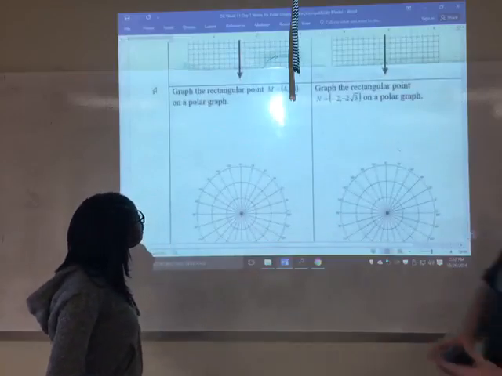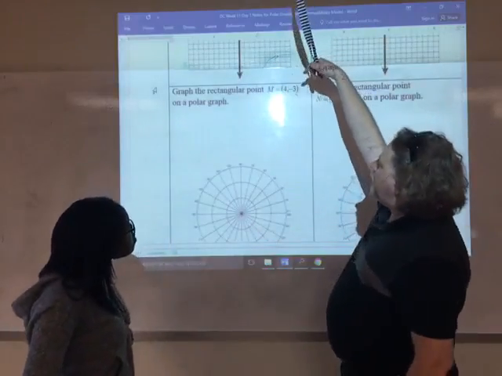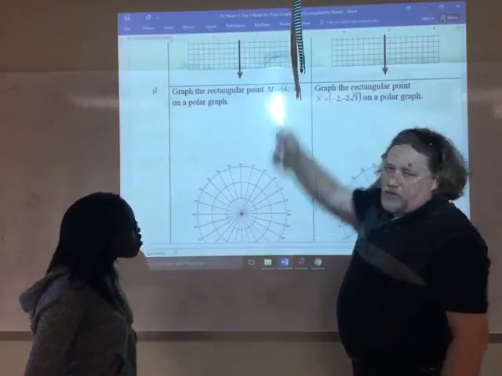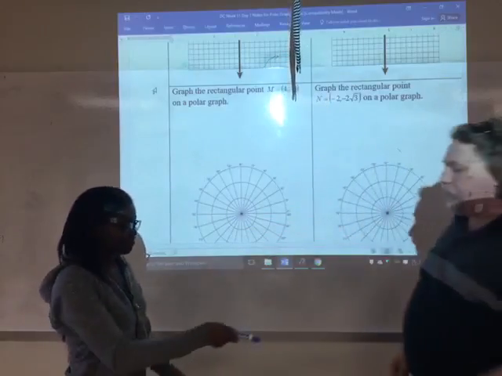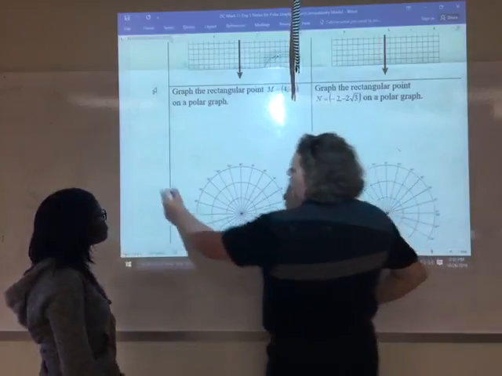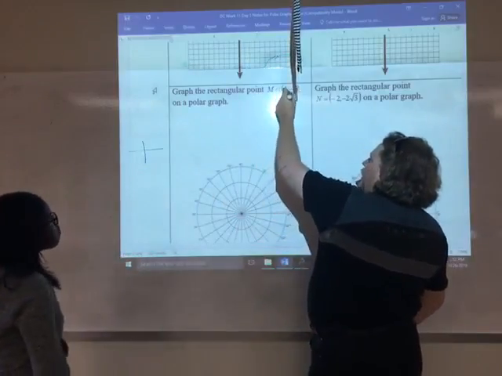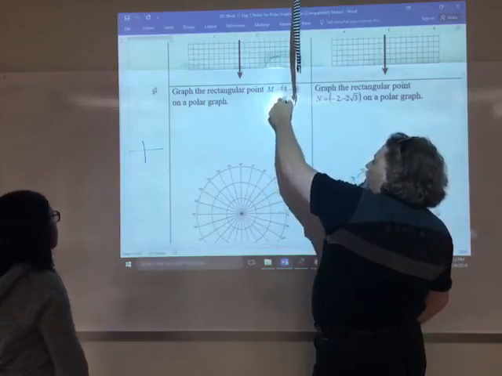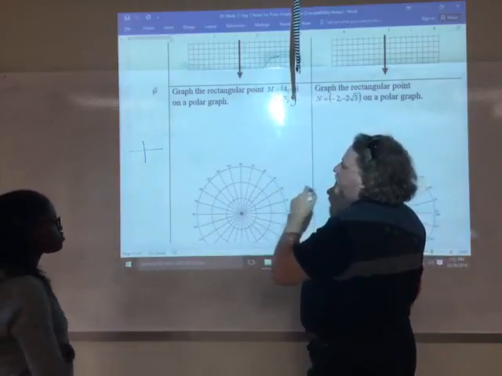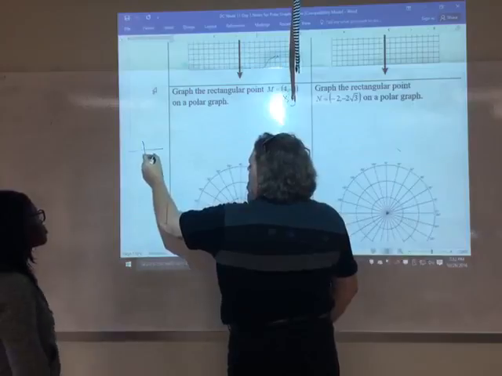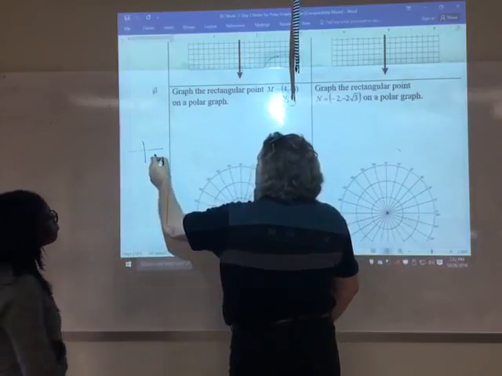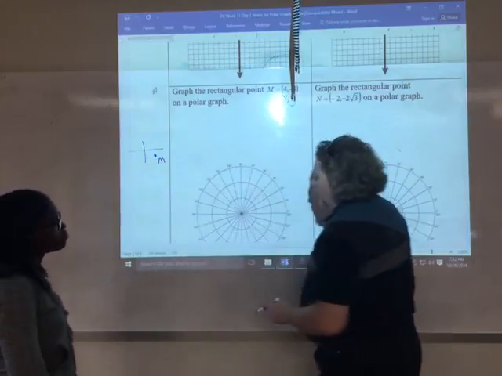So here is my point. My point is 4, negative 3. And I want to find where that goes on a polar graph. Well, first of all, I'm just going to think about it for a minute. This time, this is in regular XY form. 4 is the X, Y is negative 3. So that means I'm looking at a point that is here in quadrant 4.